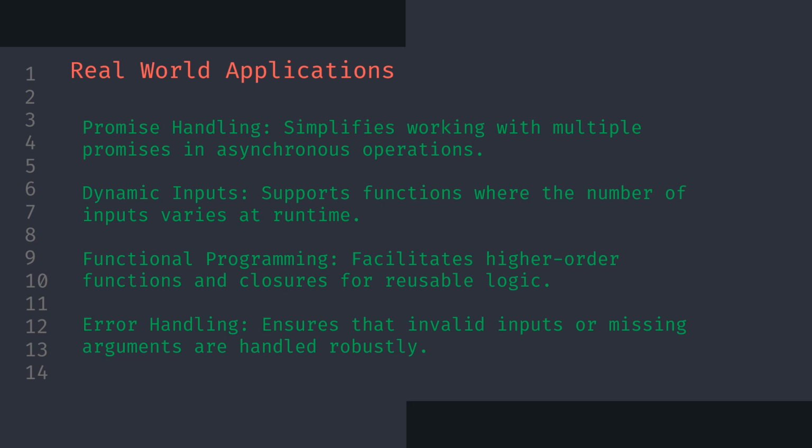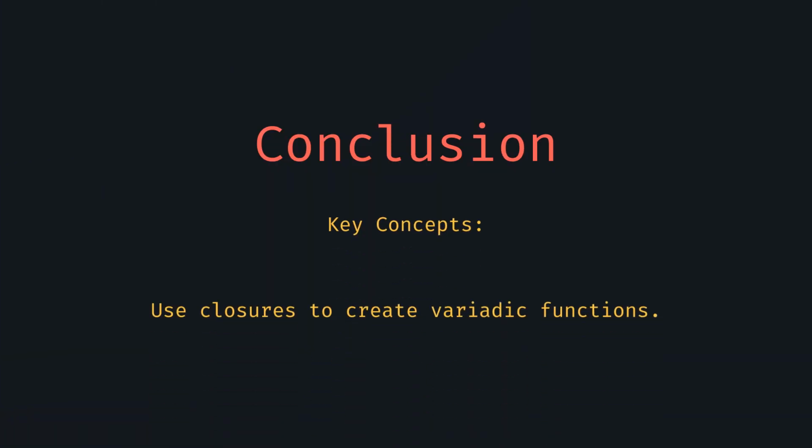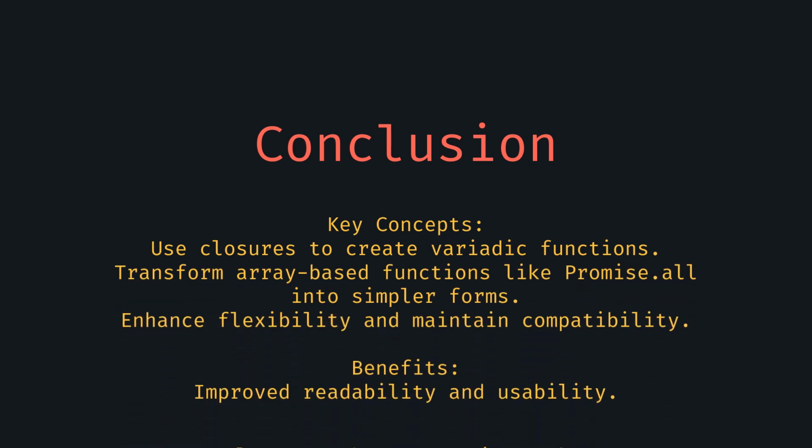This approach is particularly useful in scenarios like managing dynamic asynchronous workflows, creating reusable higher order functions, and improving code readability in functional programming. Summary: transforming array accepting functions into variadic functions is a simple yet powerful technique. It not only makes your code more intuitive, but also enhances its flexibility in handling dynamic inputs.